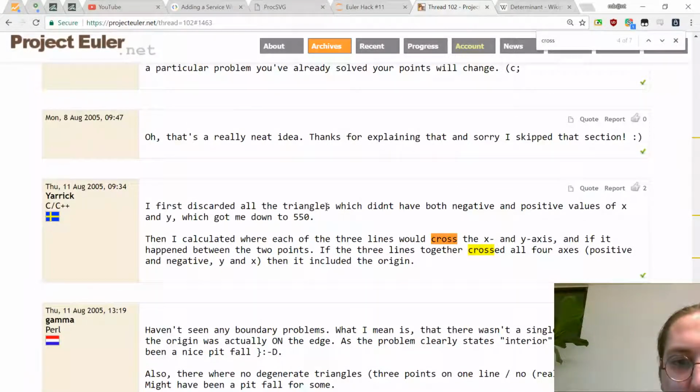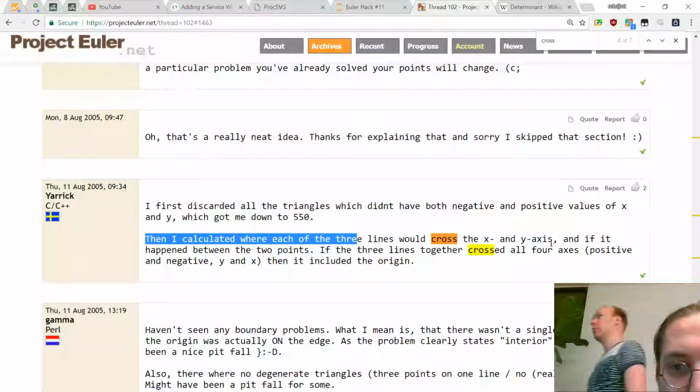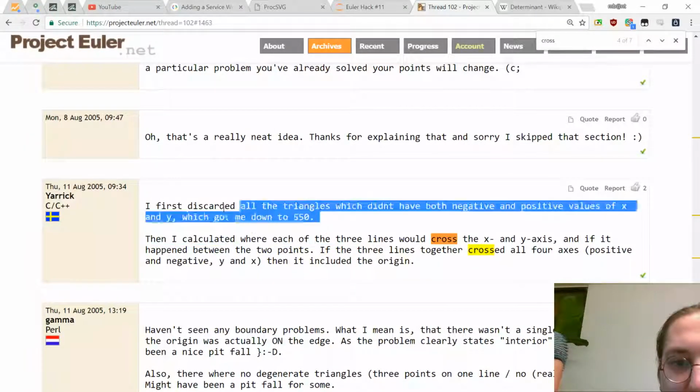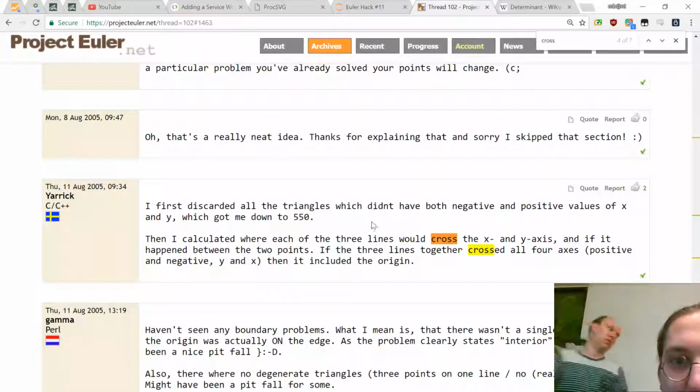I first discarded all triangles which didn't have both negative and positive coordinates. Well, I guess that's okay, sure. Then I calculated where each of the three lines would cross the x and y axes. No, this is what we did. That's exactly what we did, without the filtering that he did before. Maybe this pre-filters some cases that we had to deal with, I don't know.